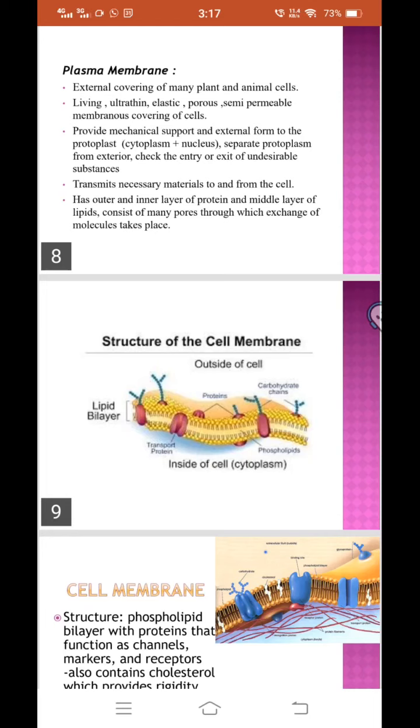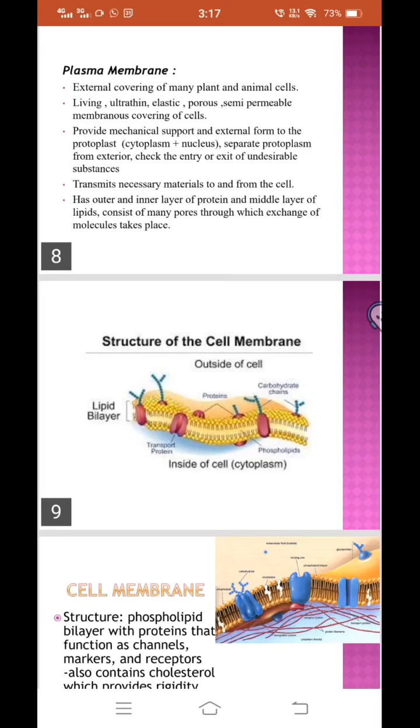Okay, now these consist of many pores through which the exchange of the molecules takes place. Now, exchange of the molecules का मतलब क्या हो गया? That is the exchange of the material. Desirable substances are exchanged through the pores which are present on the plasma membrane.